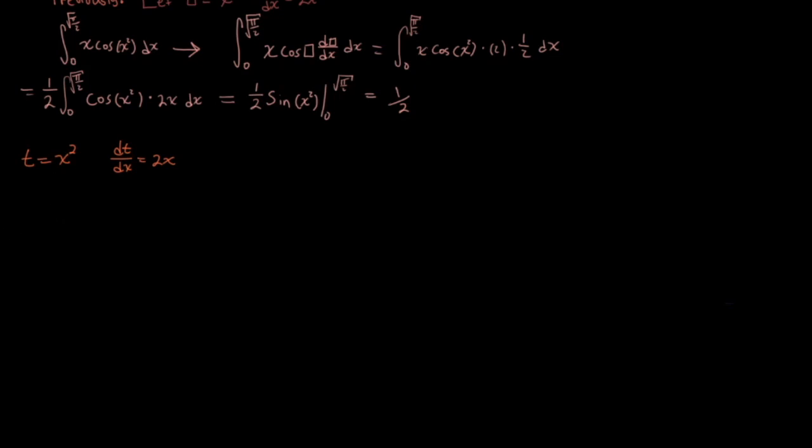I'll show what I mean here. We'll put in our integral, cos t times x dx. What we've done is taken this x squared and put in t instead.